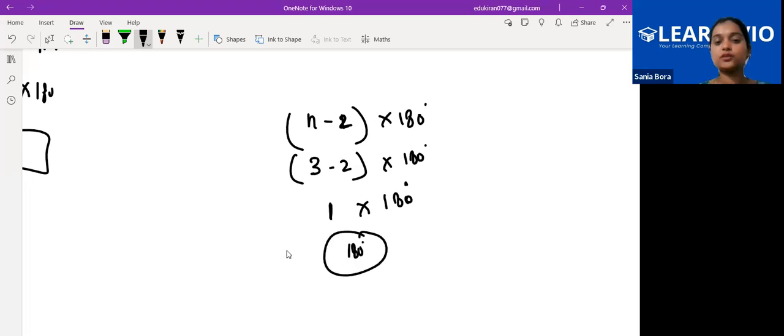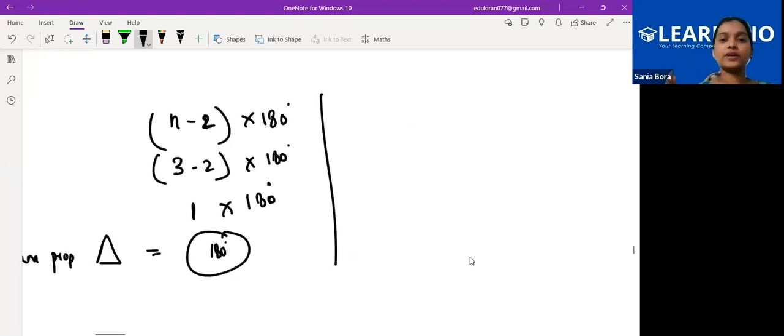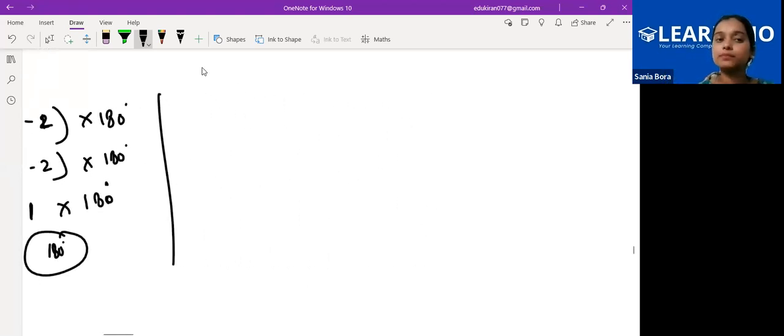So this is the angle sum property of a triangle. Now if it has 4 sides, then what will be the name? Quadrilateral, right? So let's find it for a quadrilateral. So n minus 1 or 2? n minus 2, multiplied by 180.